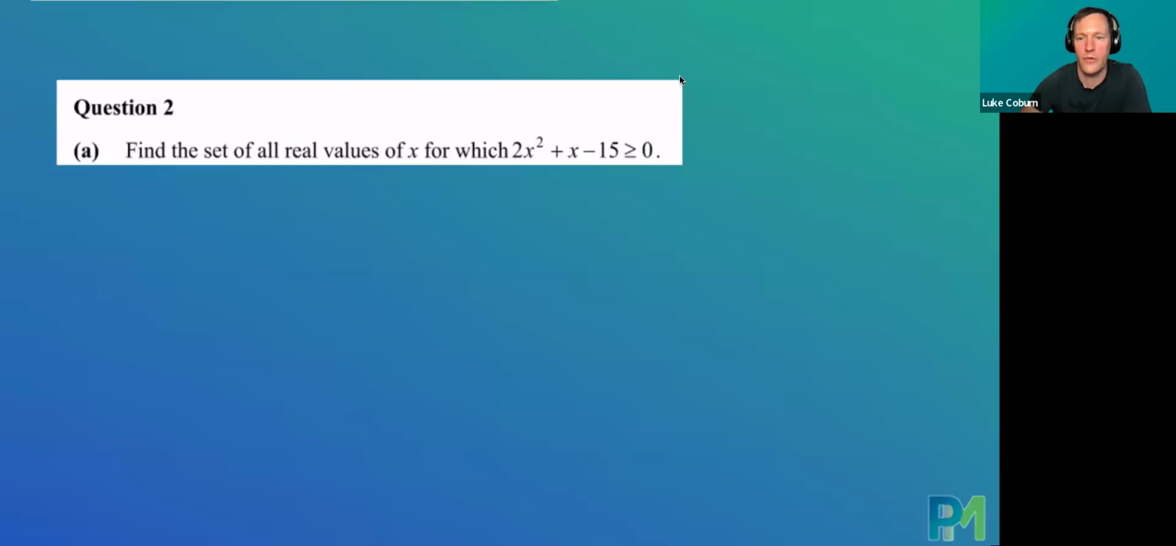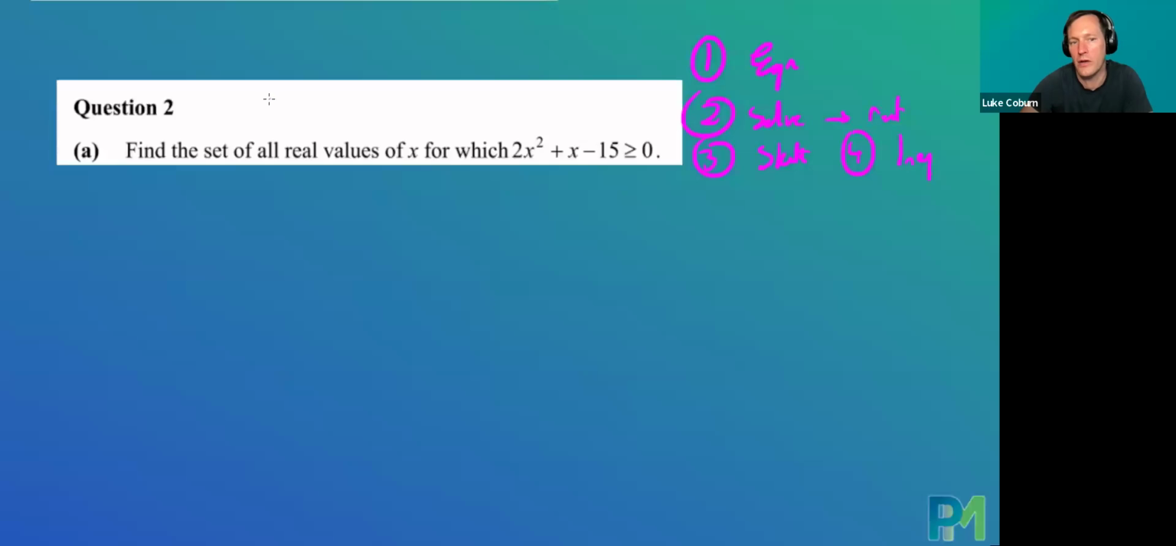Okay, so what are our steps? This is a Leaving Cert exam, I don't know what year, last year or the year before. What's our first step? We want to get the equation from the inequality. The second step is to solve it, basically get the roots. The third step is to sketch it. And the fourth step is to look at the sketch and consider the inequalities, and then we can move to the solution.